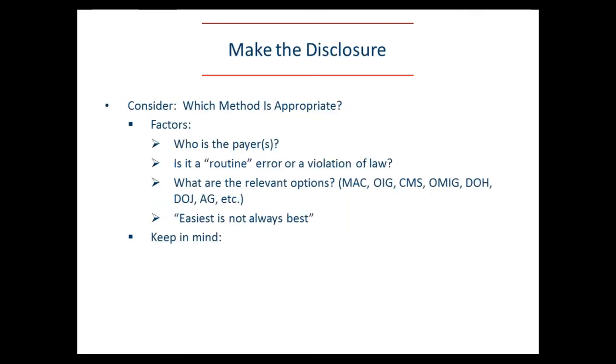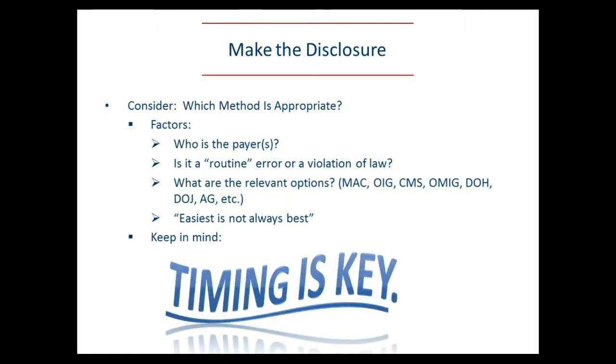And then make the disclosure, right? Who are the payers? Is this a routine error? Is there a violation of law? What are my options? What's the best choice? It's not an easy determination. We've made disclosures on behalf of clients to all the different agencies that we have talked about. So really, it's a case-by-case determination. But keep in mind that timing is key, particularly under the ACA.